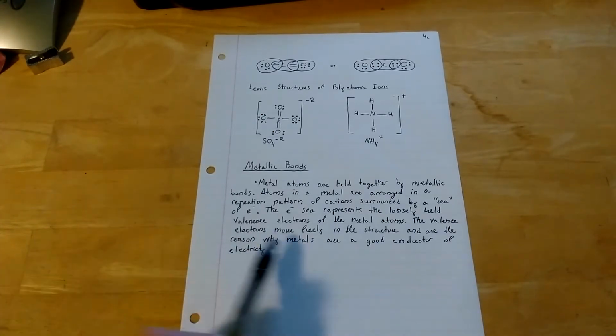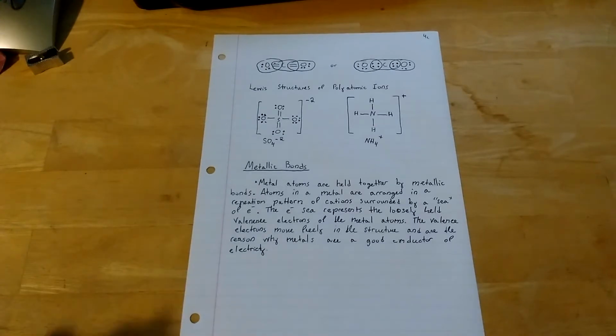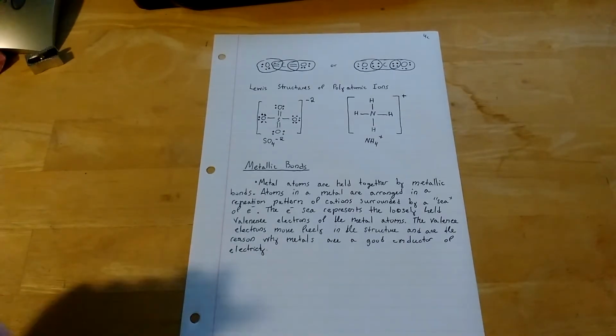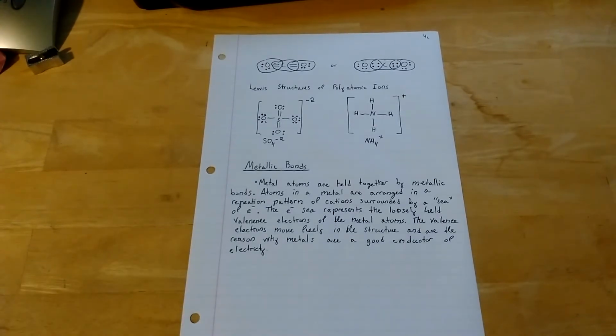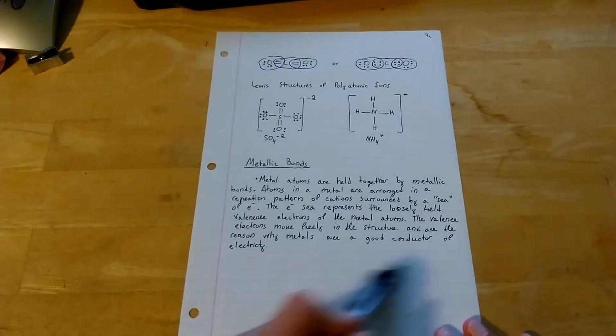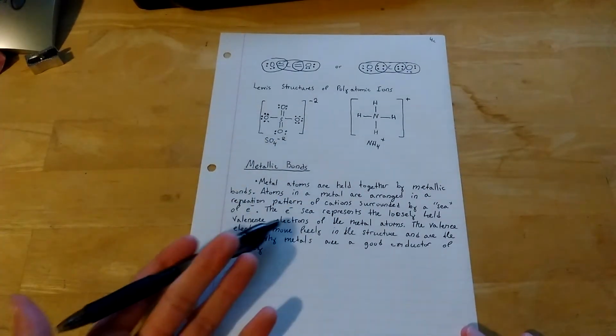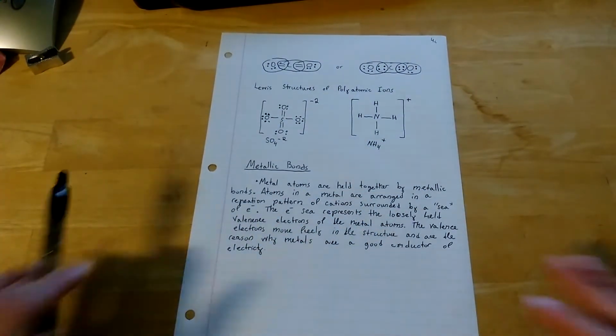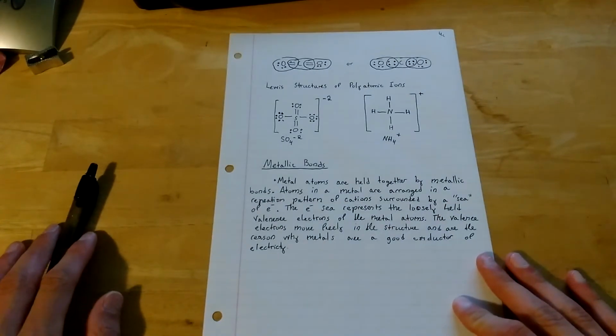The valence electrons move freely in the structure and are the reason why metals are such good conductors of electricity. Of course, electricity is the movement of electrons through a substance, and if that's already what it does, obviously it's going to be very conductive.